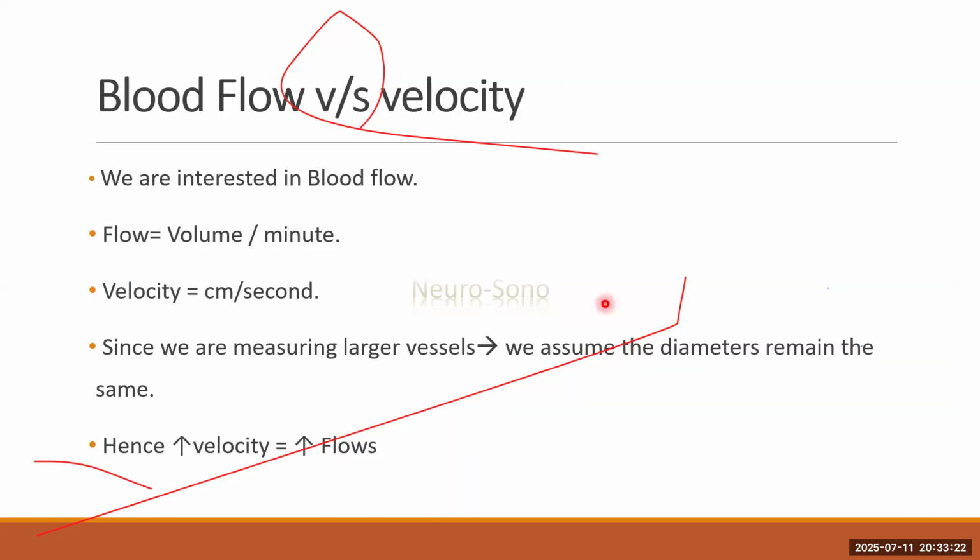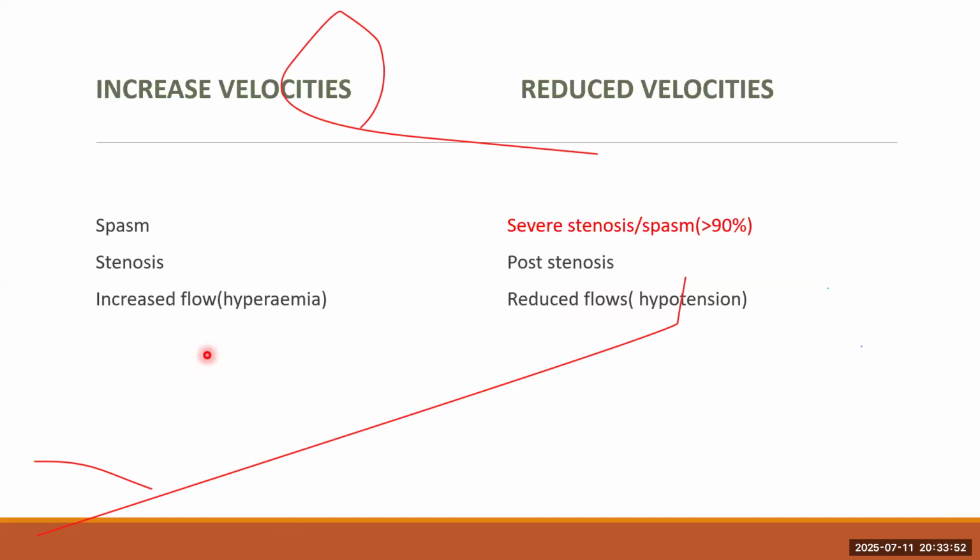So what is blood flow versus velocity? We are interested in blood flow. Flow is nothing but volume per minute, whereas velocity is nothing but centimeters traversed in a second. Since we are measuring in the larger vessels, we do assume that there are no major changes in the diameters happening. And hence, any increasing velocities, we conclude that there are increases in flows, because most of the vessels which we are insonating are just conduit vessels. So increase in the velocities equals increase in the flows for transcranial Doppler purposes.